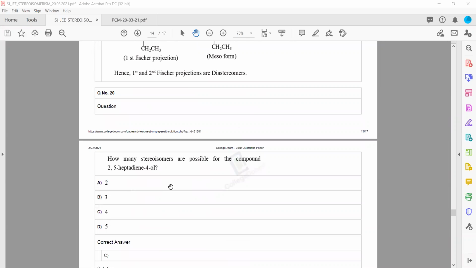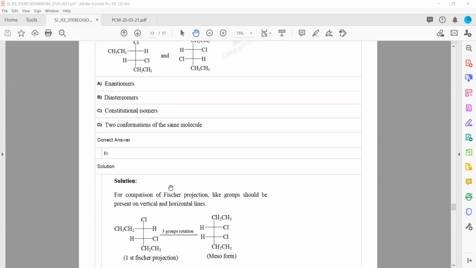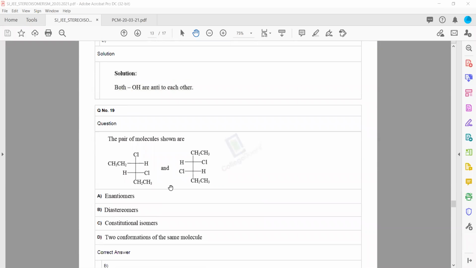Next, how many stereoisomers are possible? I have a doubt. Yes. So if you had got RS and RS, then out of ABCD, which would you choose?